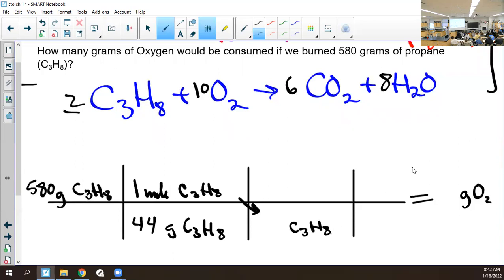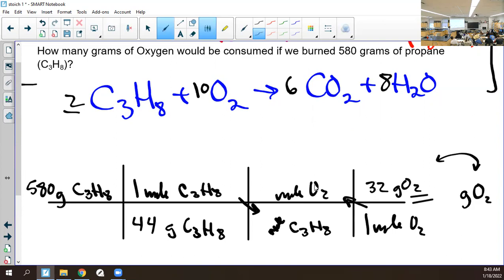C3H8. Then I don't know, so I come back to the end. Grams of O2, grams of O2. That is 16 times 2. So that's 32 grams. Grams is always per 1 mole of the same thing. Then whatever's here goes there. So I have, whoops, I never wrote mole, sorry. Mole of O2. From my reaction, I have 10 O2.